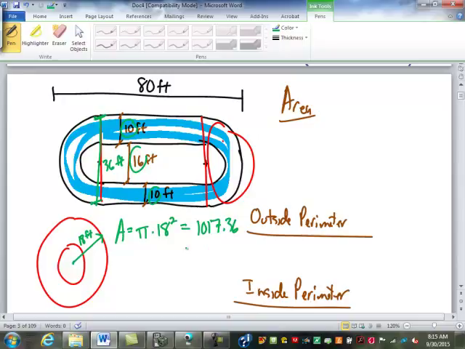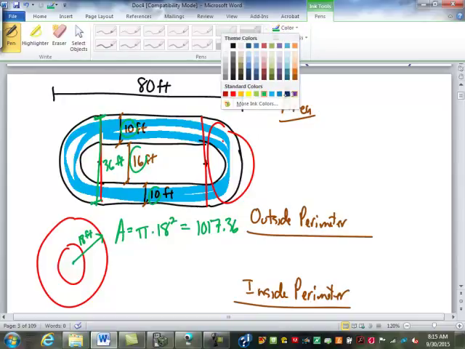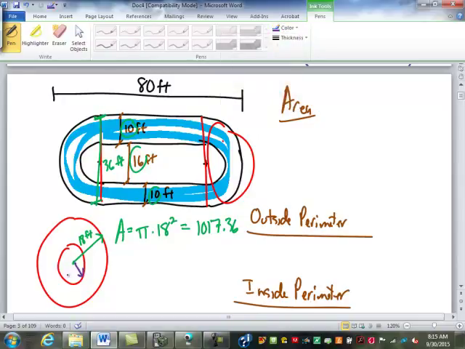Now again, you may be off by some decimal places if you use the pi key. That's no big deal. What's the radius of the small one here? That should be 8 feet, right? Half of the 16, or 18 minus 10 if you want to look at it that way. That area then is going to be pi times 8 squared, or about 200.96. We subtract, we get 816.40. So that's part of the area.